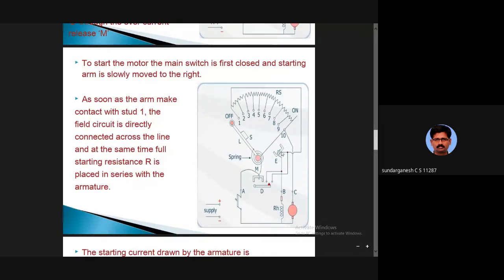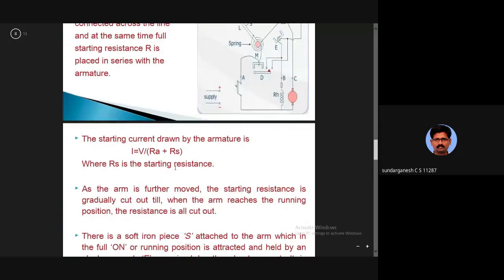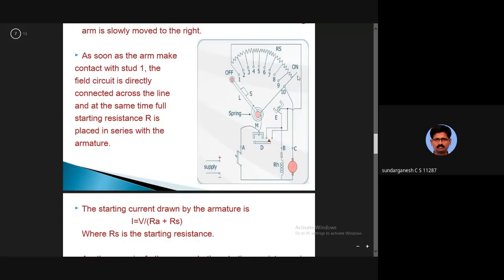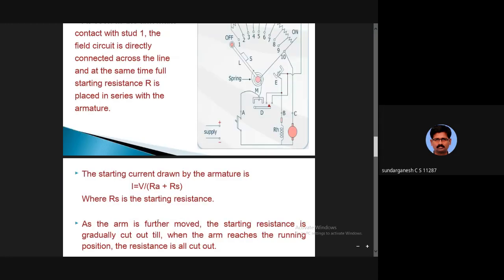The field is connected to this point, by negative. So this connection is made, and 230 volt will come. When this magnet is energized, this will move up, so this E will get the voltage. So the field coil is also energized, with the armature having full resistance. Now the starting current is I equal to V by RA plus RS. RS means this resistance, the total resistance. RS is the starting resistance.